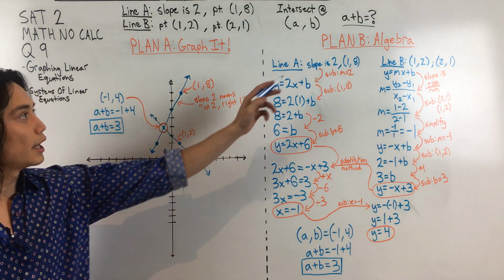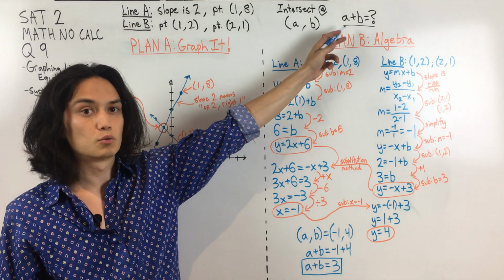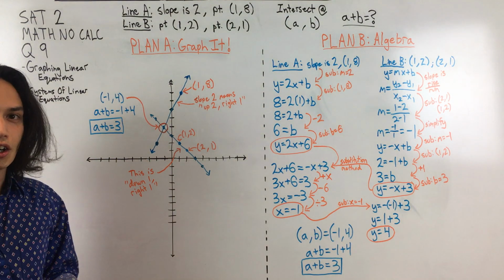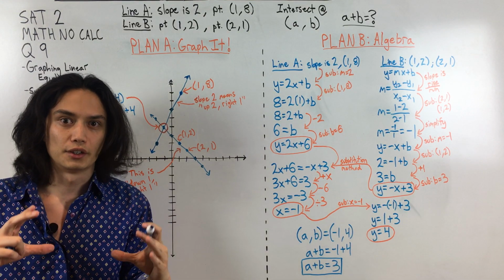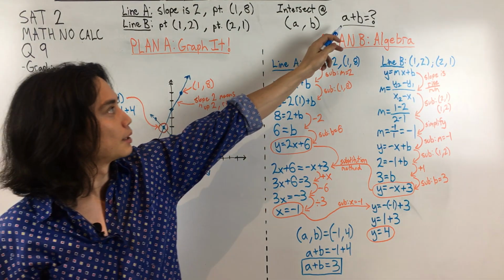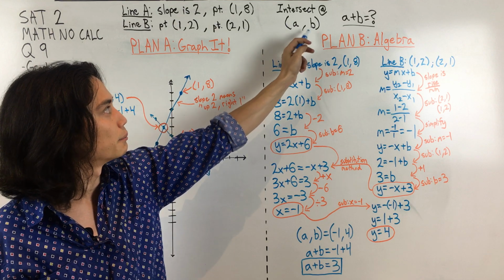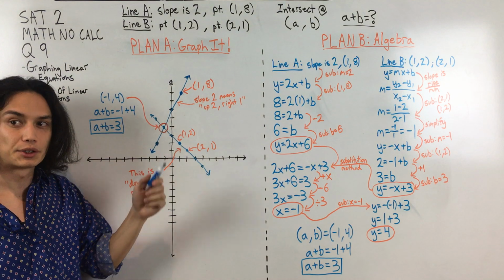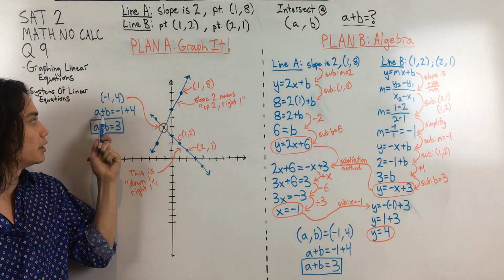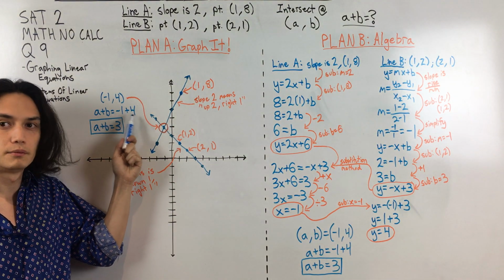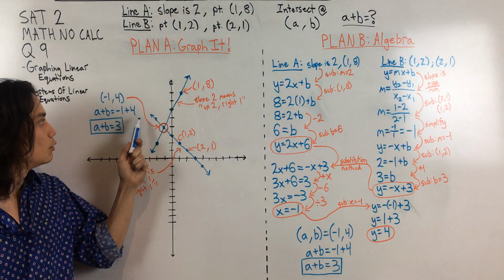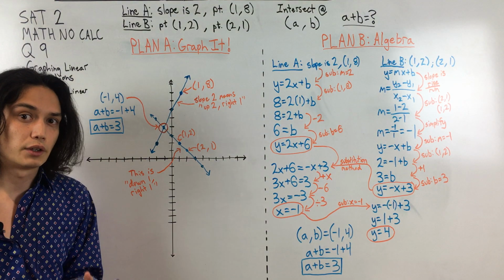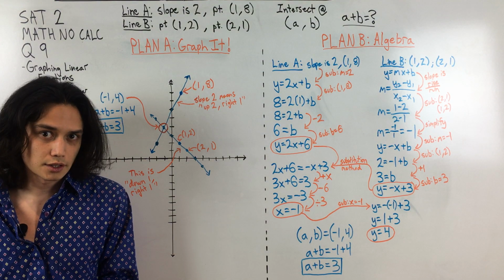Well, in the actual question, they're asking us, what is a plus b? None of the answer choices are in the form of a coordinate. They're just numbers, and the number that we care about is a plus b, where a comma b is the point where they're intersecting. So at this point, -1 comma 4, that means a plus b equals -1 plus 4. Well, -1 plus 4 is 3, so a plus b equals 3. That's how you can arrive at the right answer using graphs.